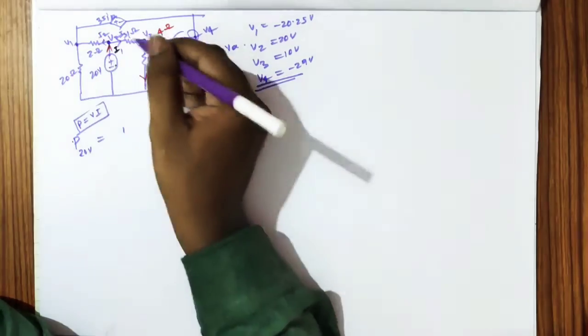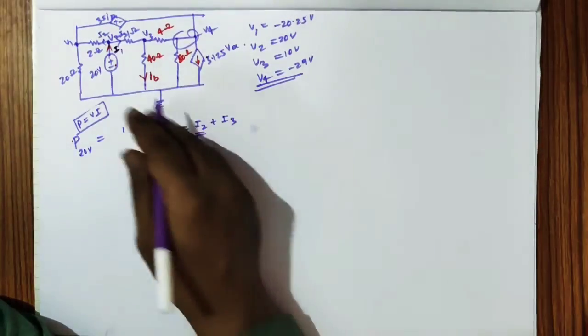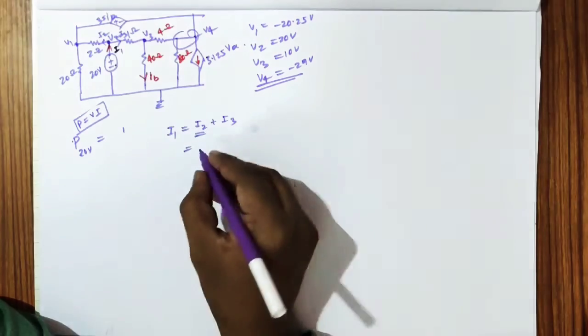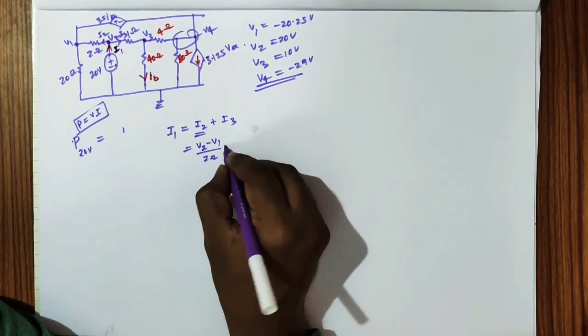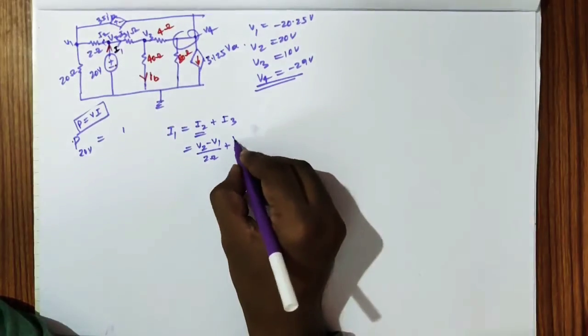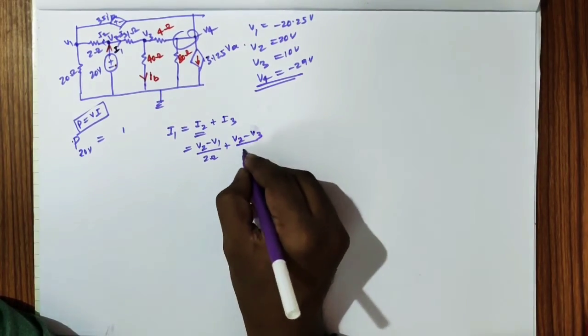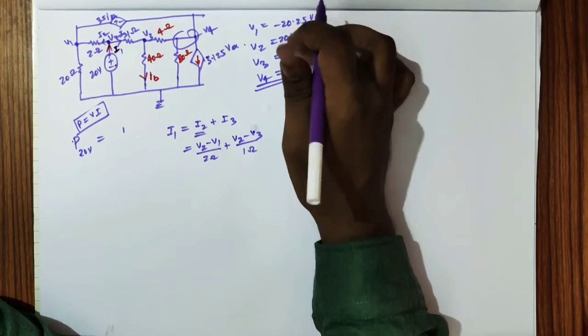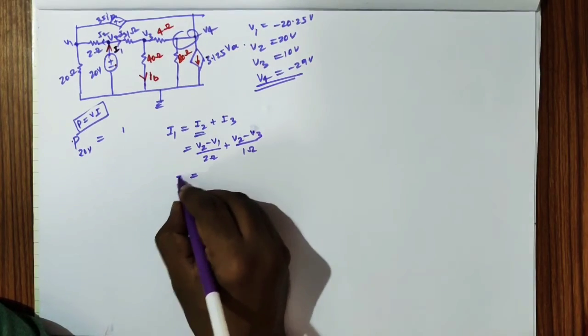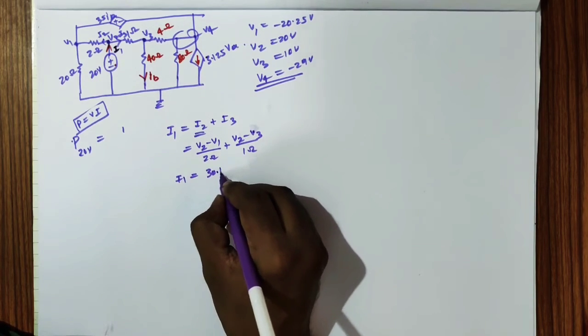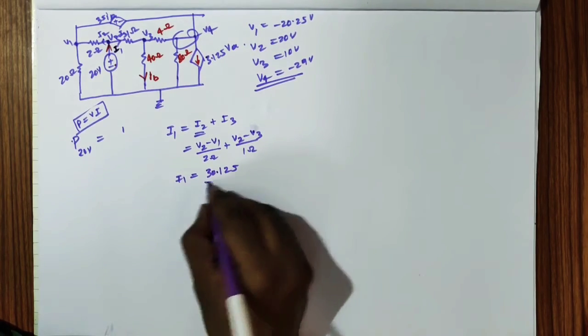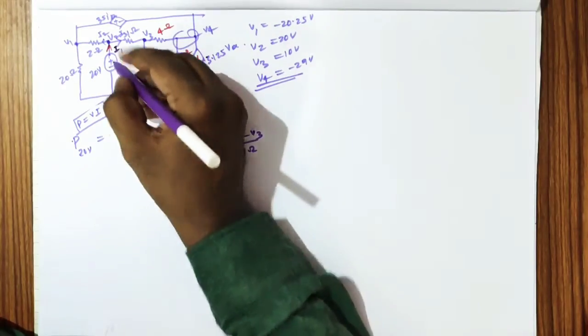From this node to this node, the current is I2. So by branch voltage divided by resistance, that is (V2 minus V1) by 2 ohm plus (V2 minus V3) by 1 ohm. Substitute the values of V1, V2, V3 here. You will get the I1 value; I already calculated these things. So okay, I got 30.125, so I got I1.